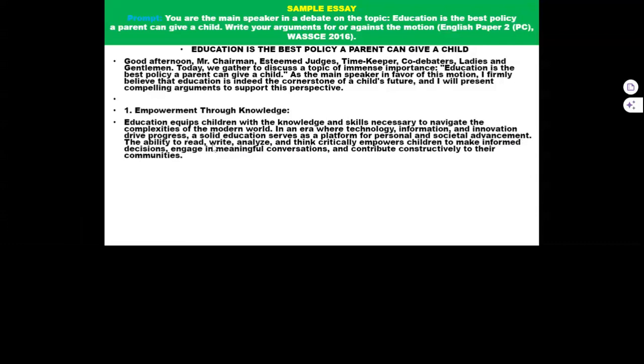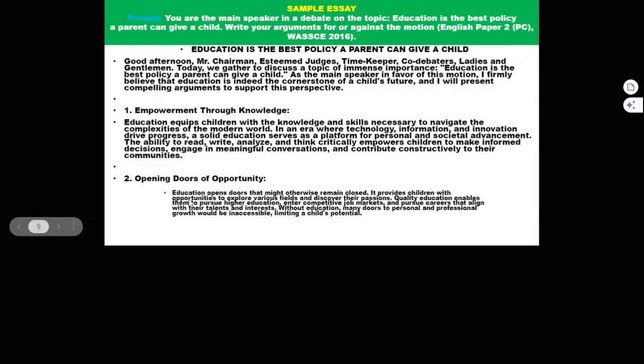The ability to read, write, analyze, and think critically empowers children to make informed decisions, engage in meaningful conversations, and contribute constructively to their communities. You see, so in this paragraph, we are saying that education empowers the child by equipping the child with the right type of knowledge. And then this brings us to point number 2, which we discussed in paragraph 2.